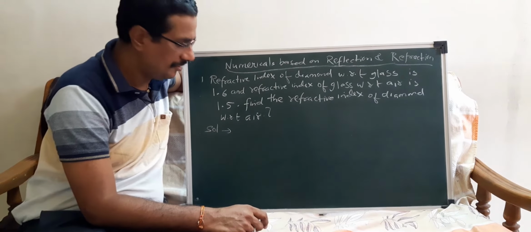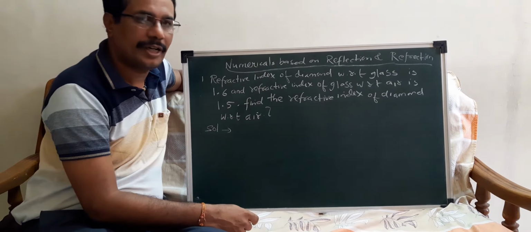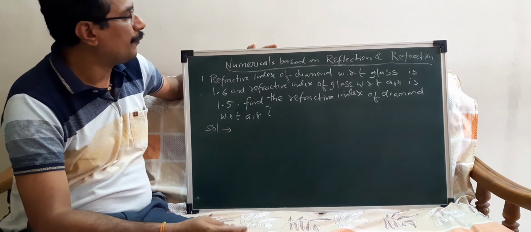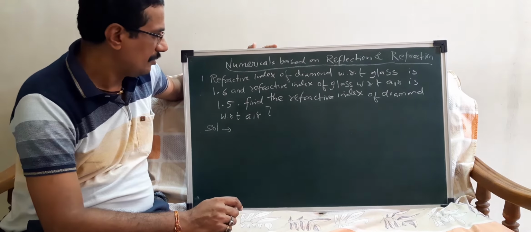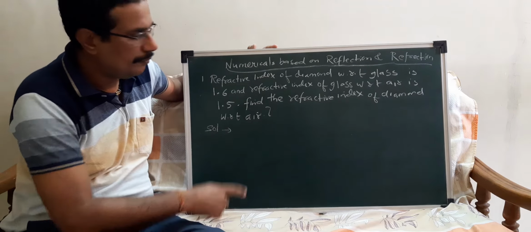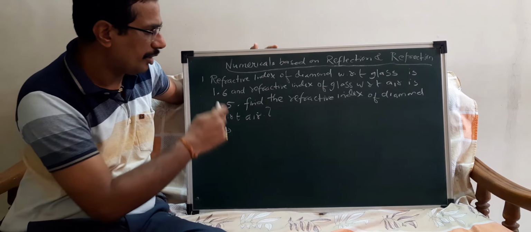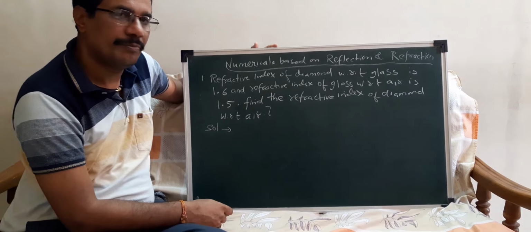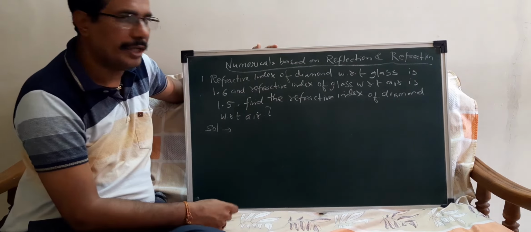Okay, good morning children. Today we will solve numericals based on reflection and refraction. So the first question here is on refractive index. We will solve numericals related to refractive index. What is the question here? The refractive index of diamond with respect to glass is 1.6 and the refractive index of glass with respect to diamond is 1.5. So you have to calculate the refractive index of diamond with respect to air.